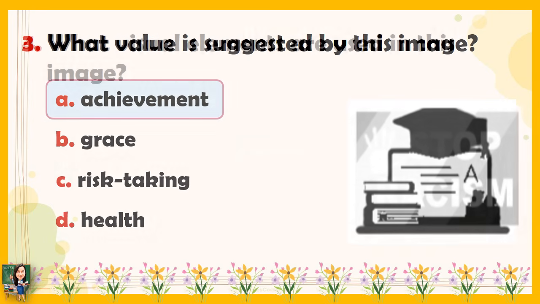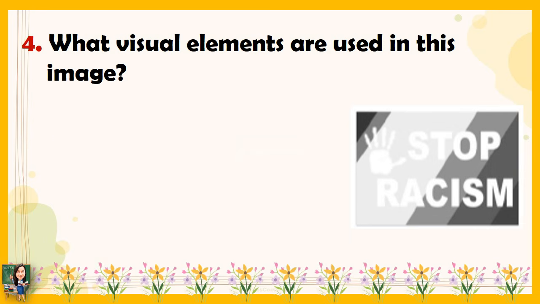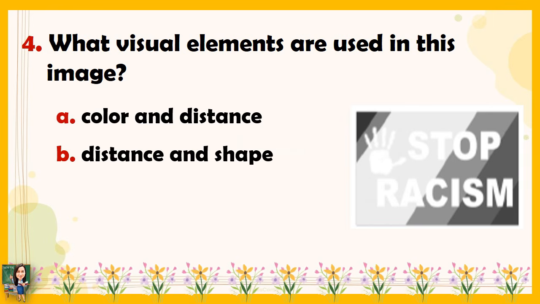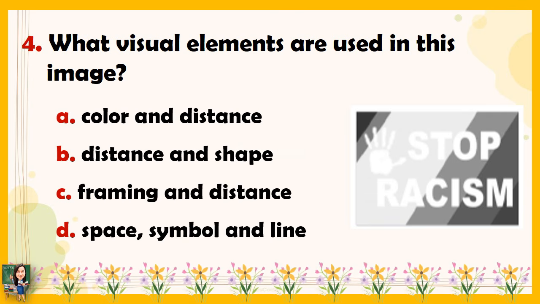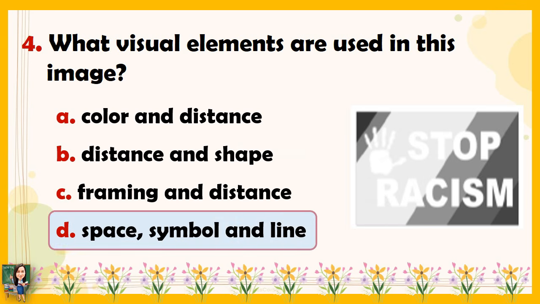Achievement. Number 4. What visual elements are used in this image? A. Color and distance. B. Distance and shape. C. Framing and distance. D. Space, symbol, and line. What is the correct answer? Very good. The correct answer is letter D.